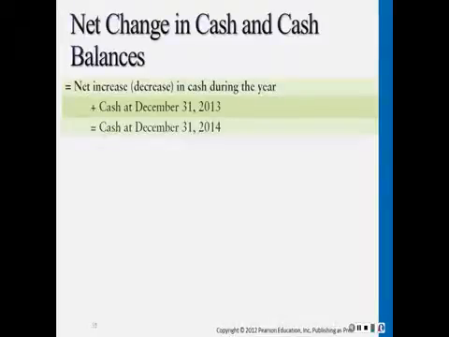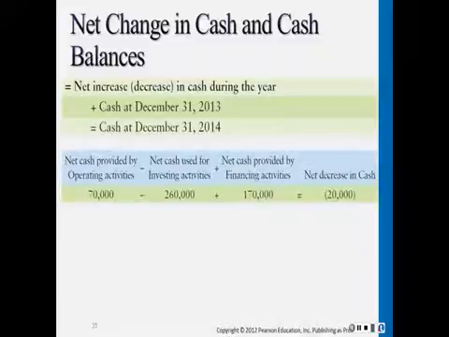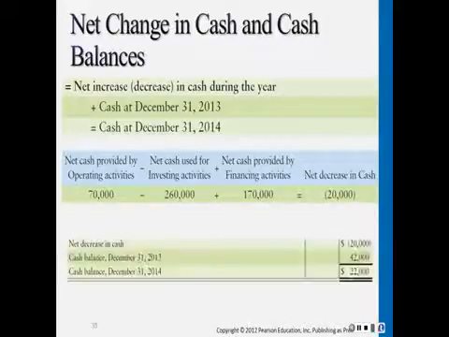The next line of the cash flow statement underneath net cash provided by financing activities represents the total change in cash for the period. The beginning cash is listed as $42,000. The net decrease of $20,000 is subtracted from the beginning cash of $42,000, which equals the ending cash balance of $22,000. This is the key to the statement of cash flows. It explains why the cash balance decreased by $20,000, even though the company reported net income for the year.